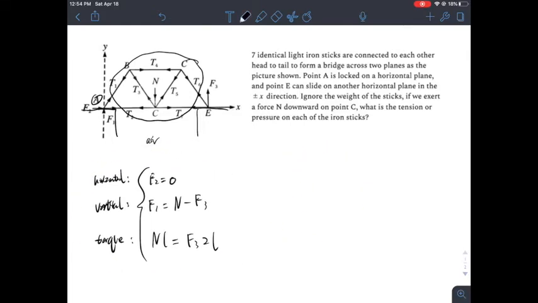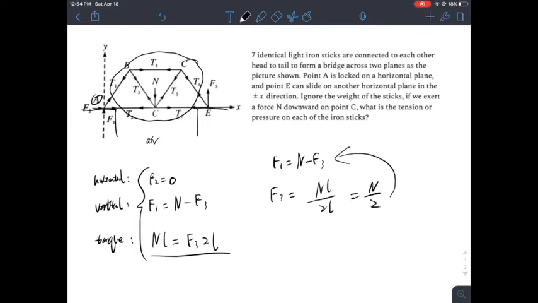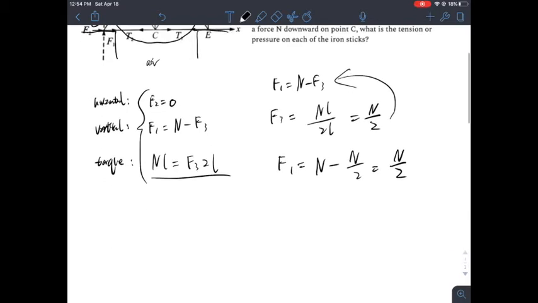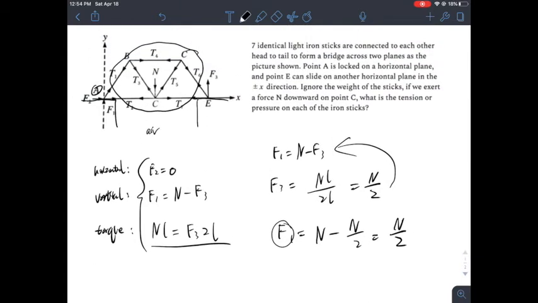Let's try to solve it. First we have F1 equal to N minus F3. Let's find F3. F3 is equal to NL over 2L, which is equal to N over 2. Then we plug it back in. F1 is equal to N minus N divided by 2, which is N over 2. After we have F1 and F3, we can start to think about the tension in the sticks.